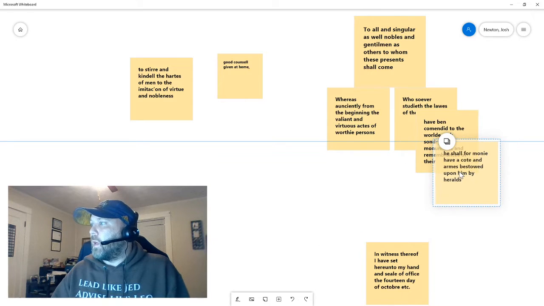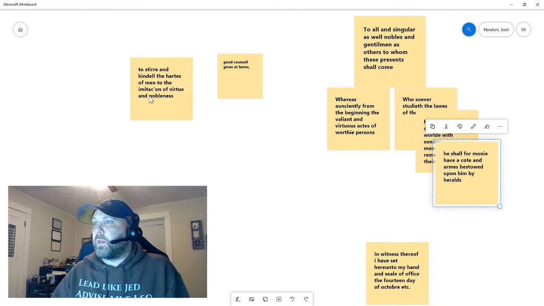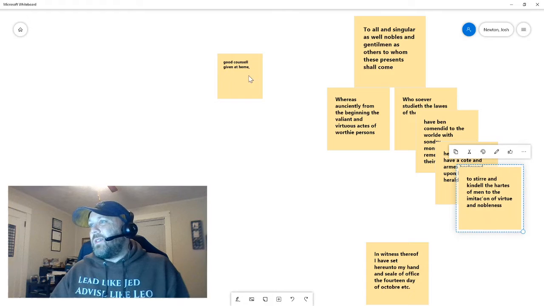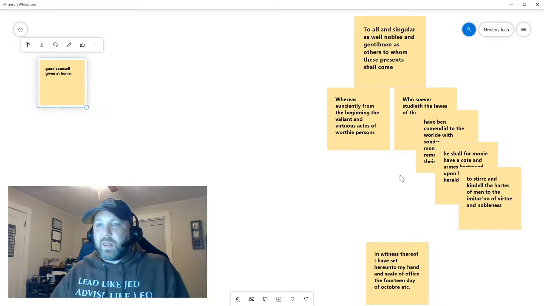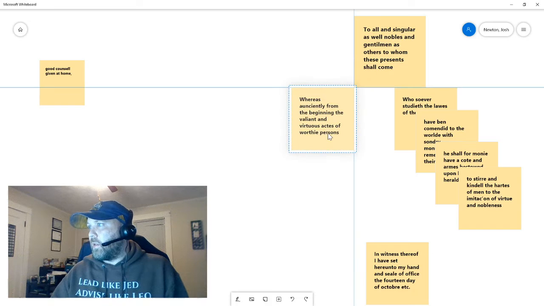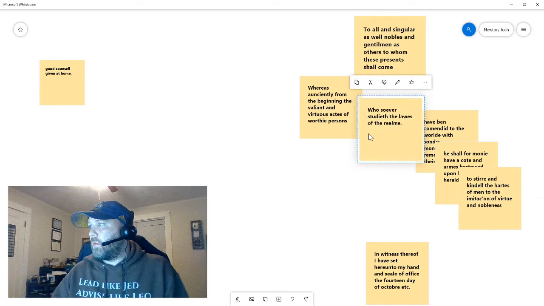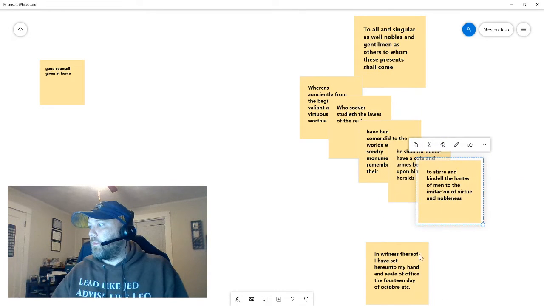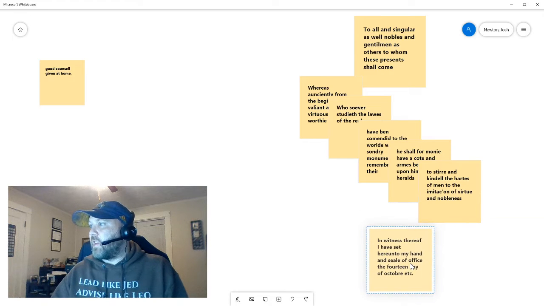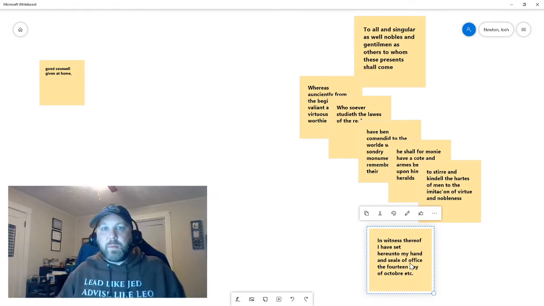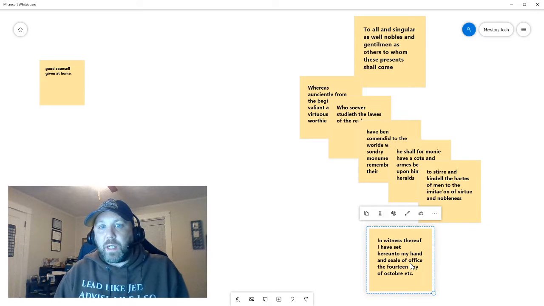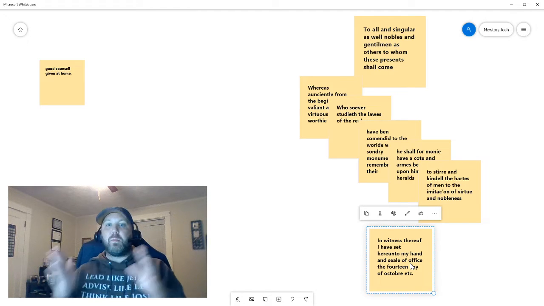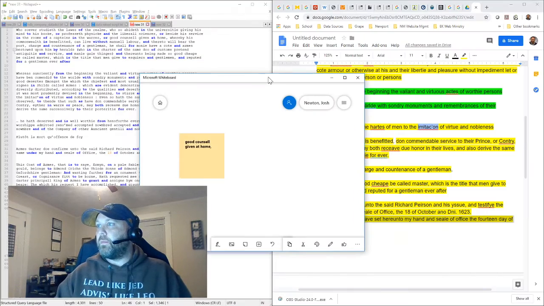"He shall have, for many, a coat of arms bestowed upon him by the heralds, to stir and kindle the hearts of men." That kind of leaves the "good counsel given at home" line out, but I think that's actually okay. So let's organize this a little bit here. Okay, so that's the way this is going to snake on down. Now we can use this as a guidepost to show us what the major points are that we want to hit.